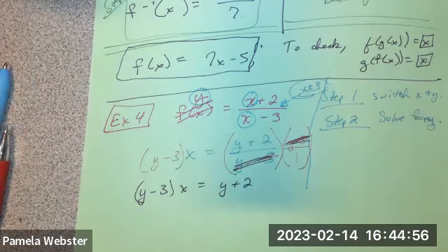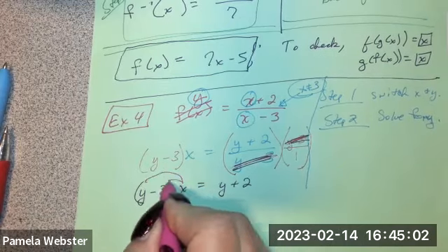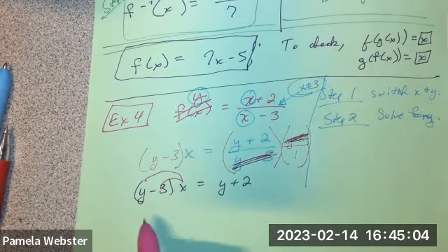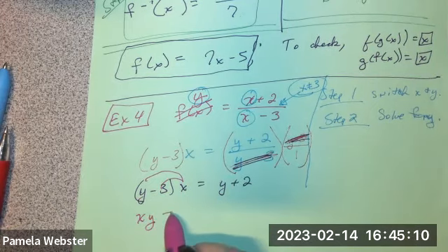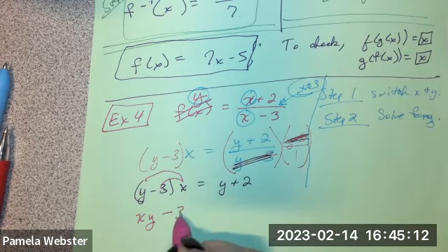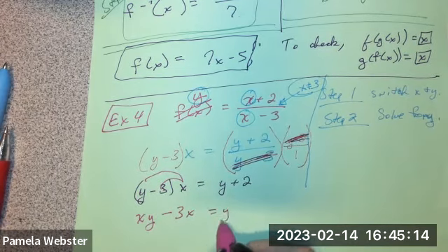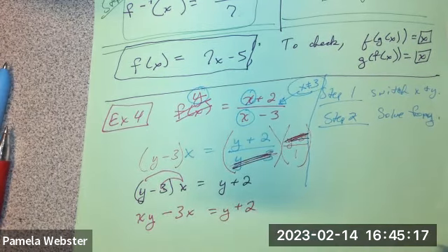Okay, so here we are with this, and then I need to solve for y. So I'm going to distribute this x through. He's on the back. If it bugs you that he's at the back, you can move him to the front. It doesn't matter. He's still being multiplied. So x times y is xy. X times negative 3 is negative 3x is equal to y plus 2.